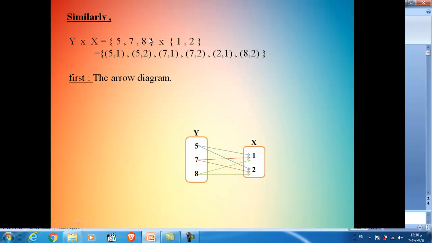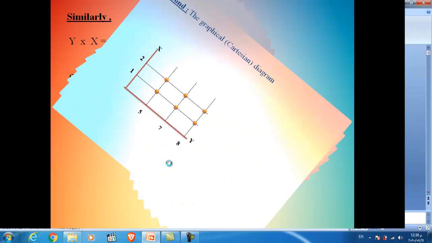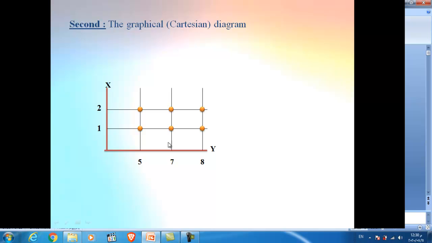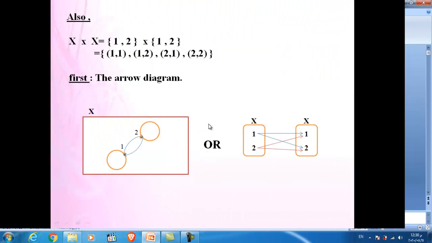Okay, Y times X. If we want to represent it by an arrow diagram, it is the same, but we will write Y at the left-hand side. We will put Y first, then X, then we will represent arrows going from Y to X as you see in this figure. And the same by Cartesian diagram, but here we want Y times X, so we will put Y first on the horizontal line, then X on the vertical line. Then we will take (5,1), (5,2), (7,1), (7,2), (8,1), and (8,2).